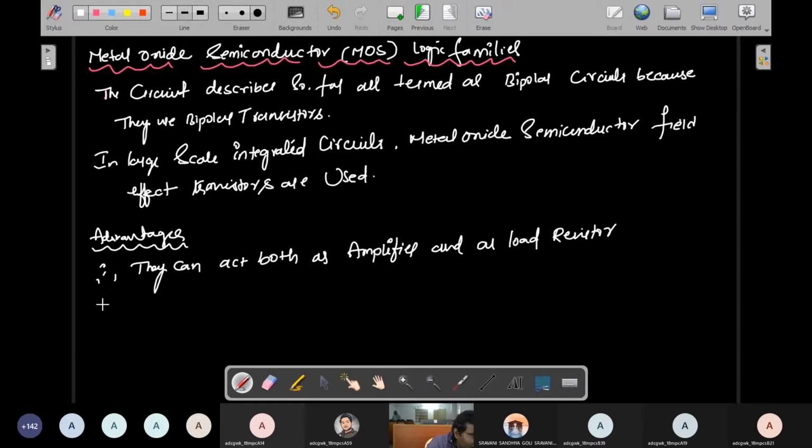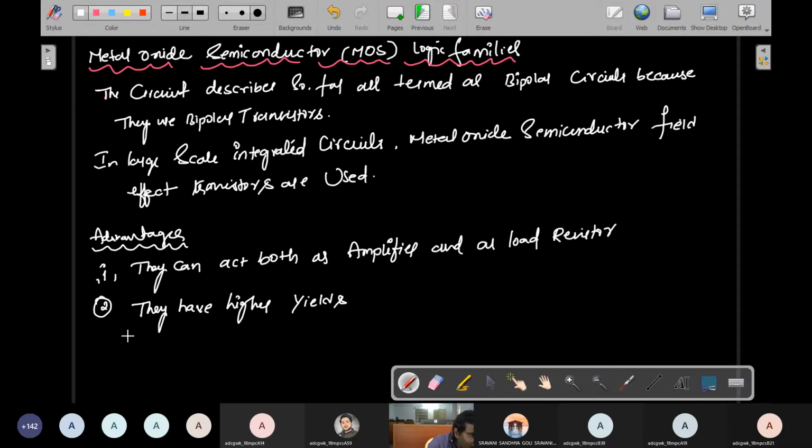The second point is they have higher yields. Yield means the amount of working product obtained from manufacturing. They have higher yields.